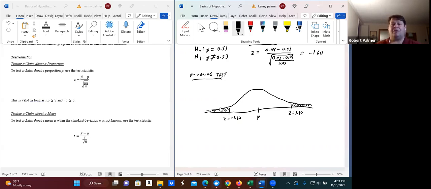Now, this is half of our p-value. This is the p-value divided by 2, and this is also the p-value divided by 2. So we need to find our p-value. And once again, we use Excel.